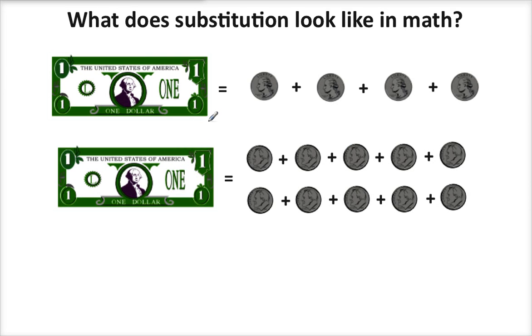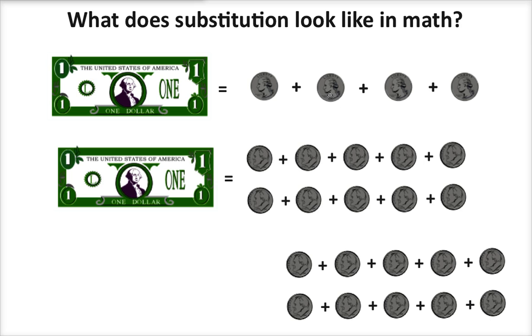Here's a pretty easy visual example for you. So here I have $1. I know that's the same thing as 4 quarters, right? 4 quarters equals $1. Well, I also know that $1 is equal to 10 dimes. That's the same thing. But now with substitution, if both of these things are equal to $1, that means that these things should equal each other.